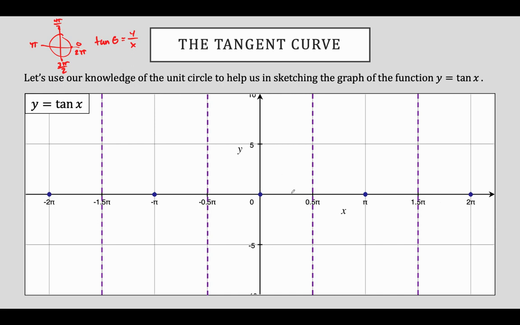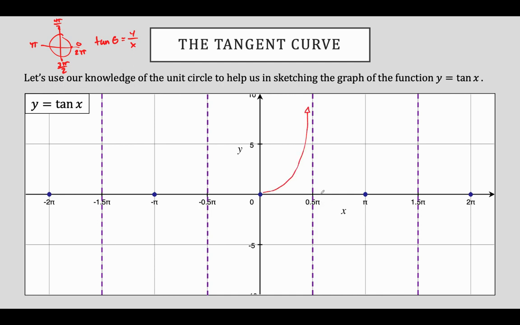Well, values of x that are between 0 and pi over 2 correspond to angles in the first quadrant, right? The first quadrant is angles between 0 and pi over 2. And the tangent of every single angle in the first quadrant has to be positive. Therefore, the outputs of my tangent function have to be positive, meaning that as we approach this vertical asymptote, my graph is going to go up to positive infinity. It looks something like this.